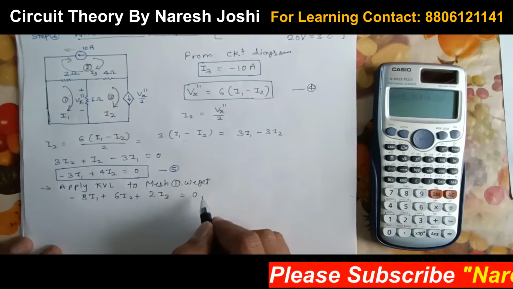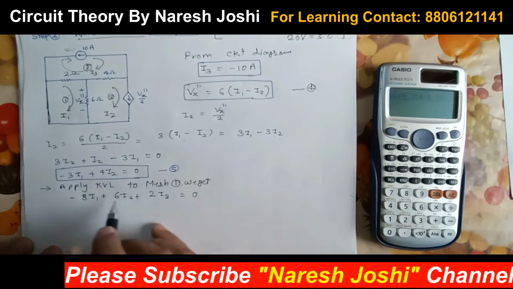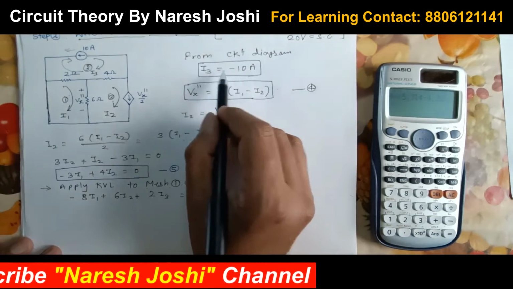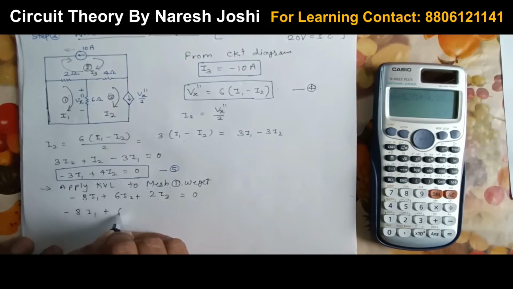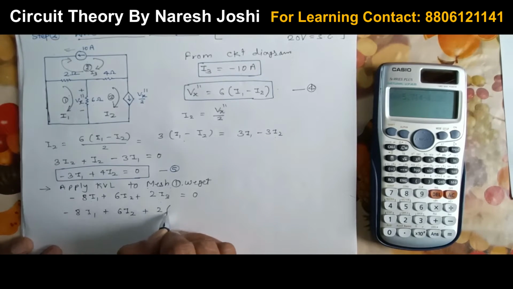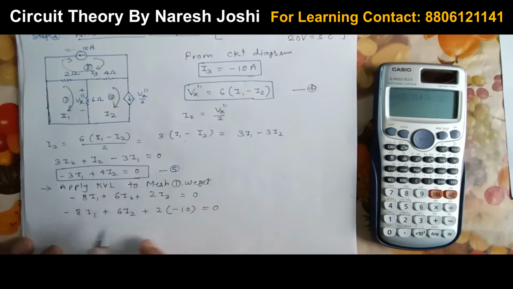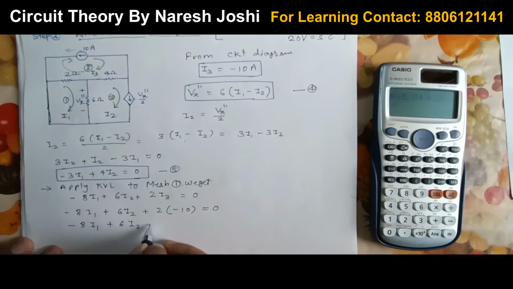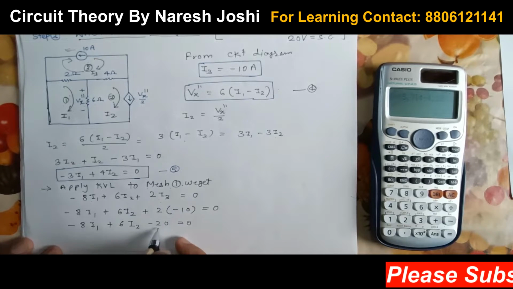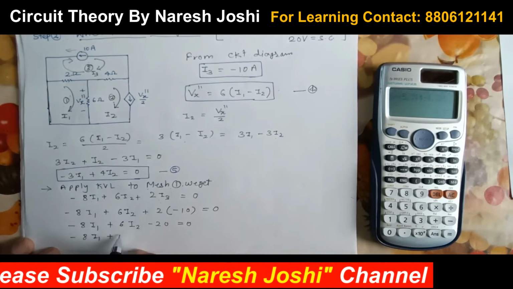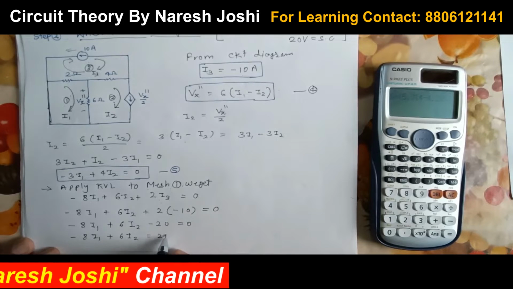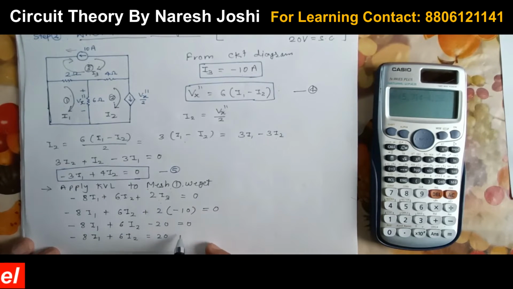Okay, so this is our another equation, and here you can see we already know the value of the 10 amp I3, so we will put this value of I3 here. So you can see this is 8 I1 plus 6 I2 plus 2 I3 equals minus 10, and then it is equal to 0. So it is minus 8 I1 plus 6 I2, so it is minus 20 and equals 0. We will shift this 20 to the right hand side, so it is minus 8 I1 plus 6 I2 equals 20. Now you can see this is our equation number 6.